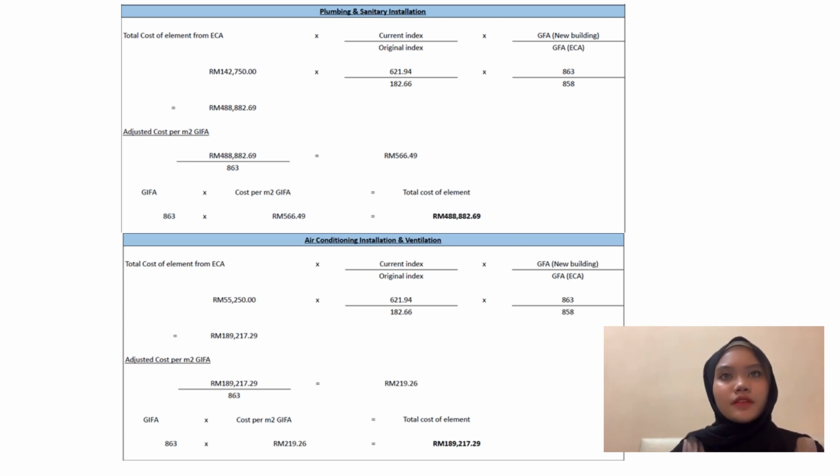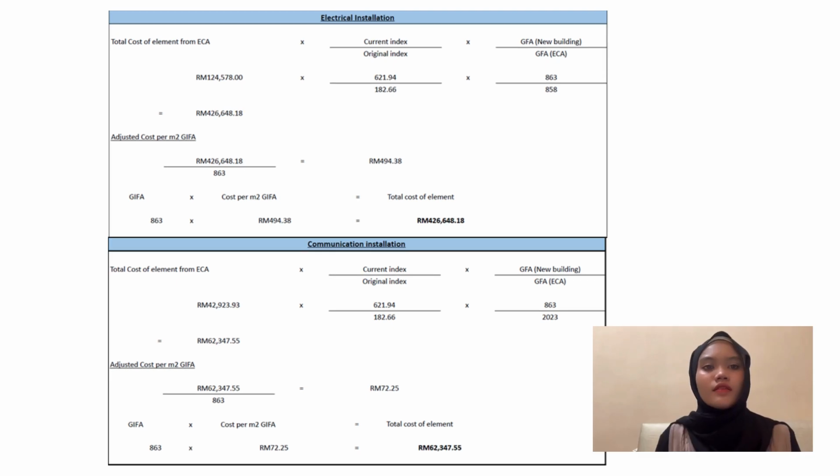This is the example of how to calculate the plumbing and sanitary installation and air conditioning installation and ventilation, where we take a total cost of element from ECA, and then we multiply with current index over original index, and GFA of a new building over GFA of the ECA that we take as a reference. The calculation here is the same as before.